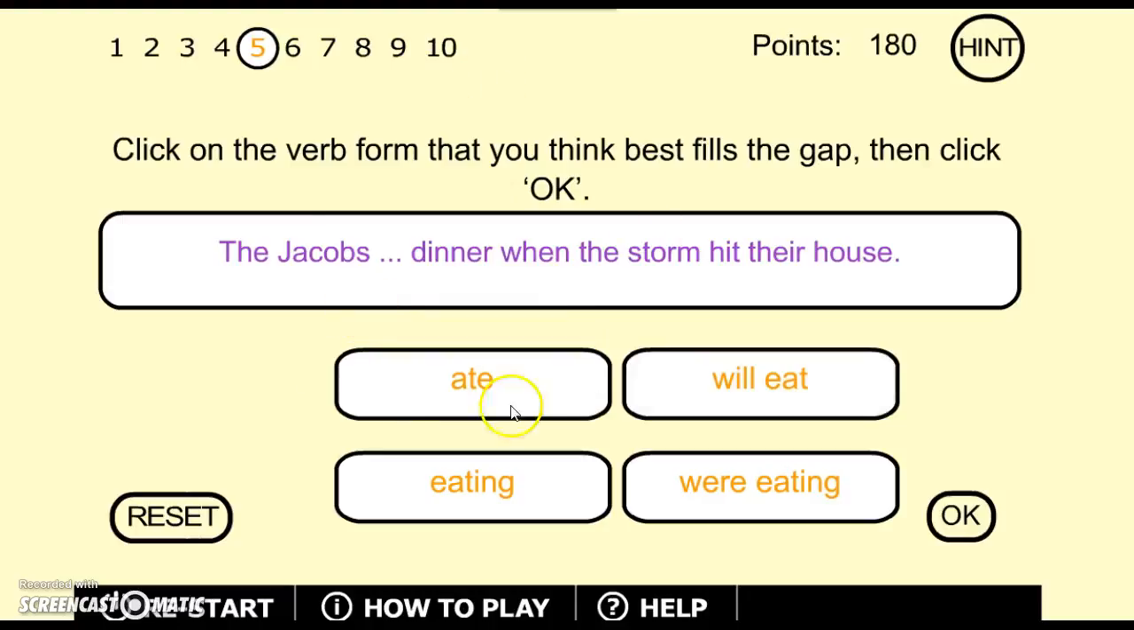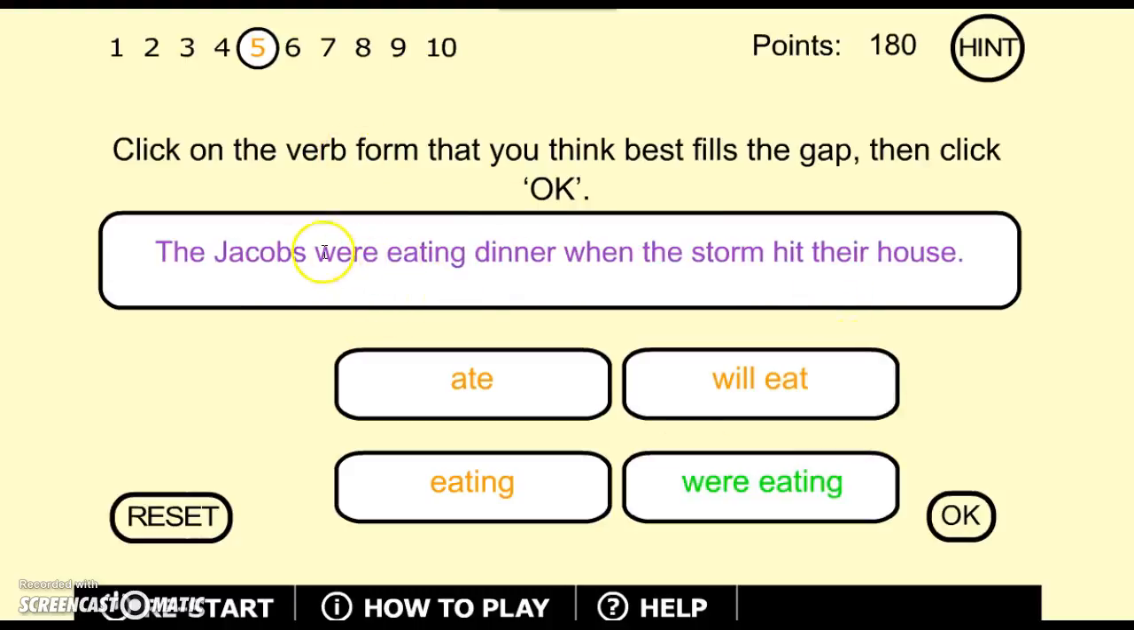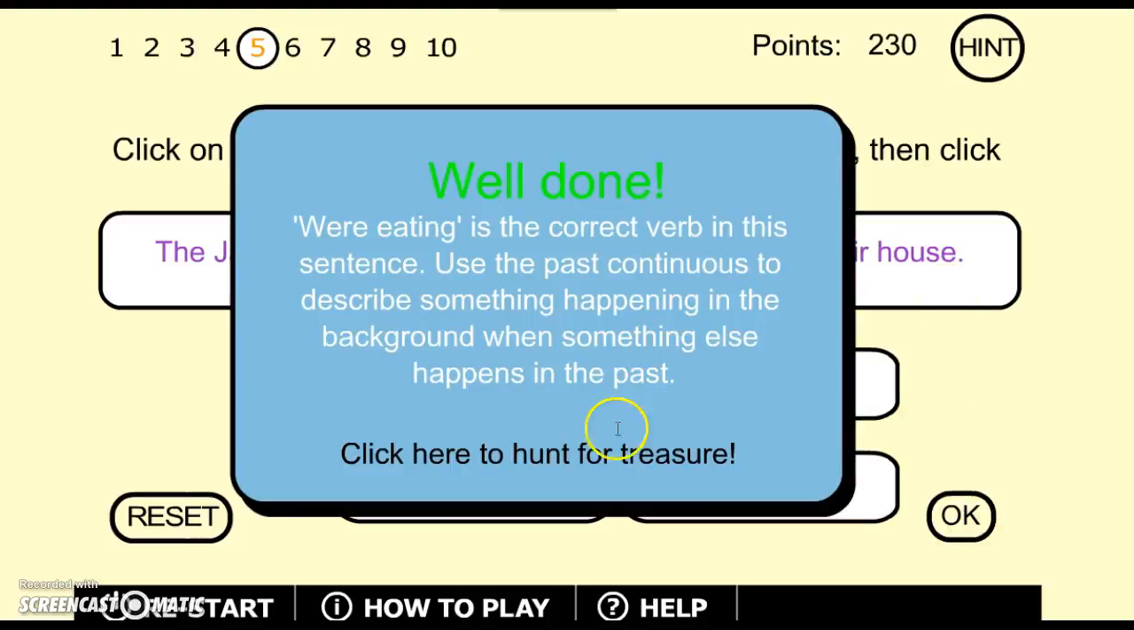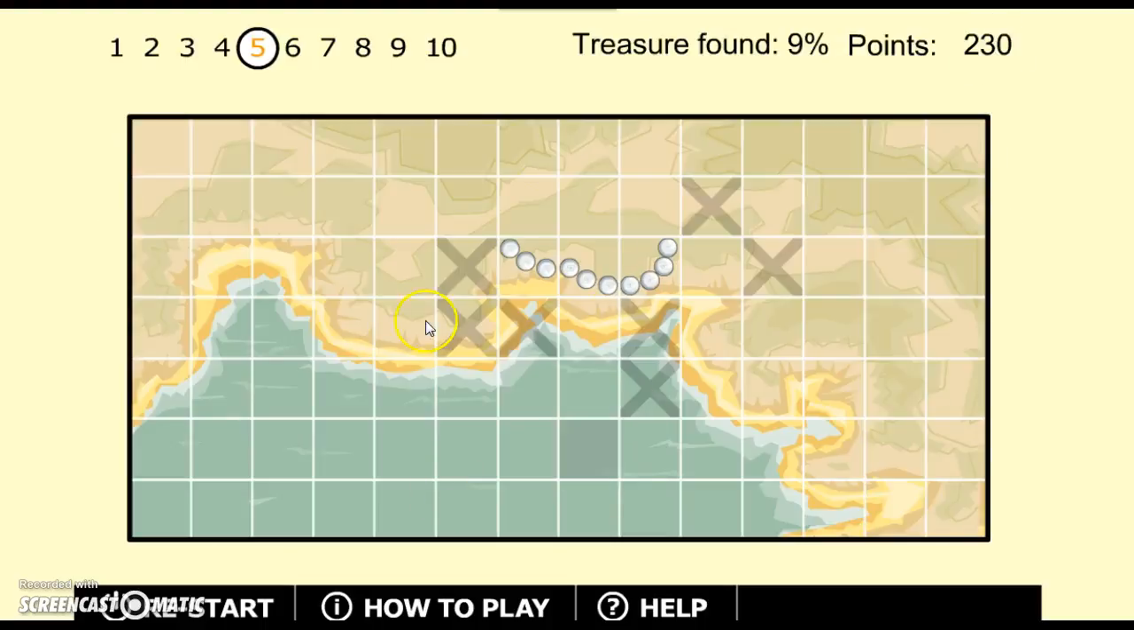Here's another activity that you can use with your students or with yourself regarding the verb tenses. However, this one includes all the tenses in the present, in the past, and in the future. I chose this exercise because they were eating. The Jacobs were eating dinner when the storm hit their house. Every time you get a correct answer, you're going to go to this treasure hunt and find the treasure. It's a positive way to encourage students or learners to understand the verb tenses.